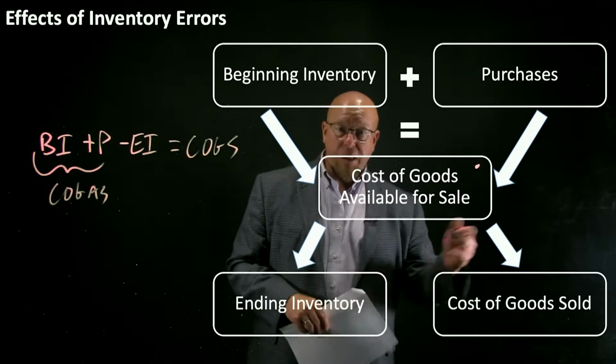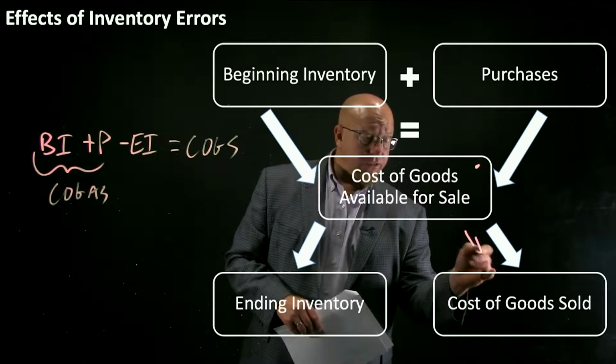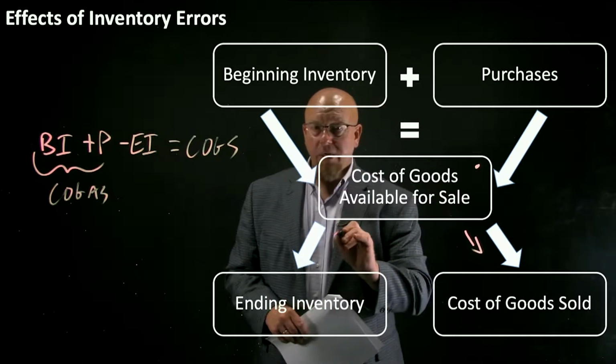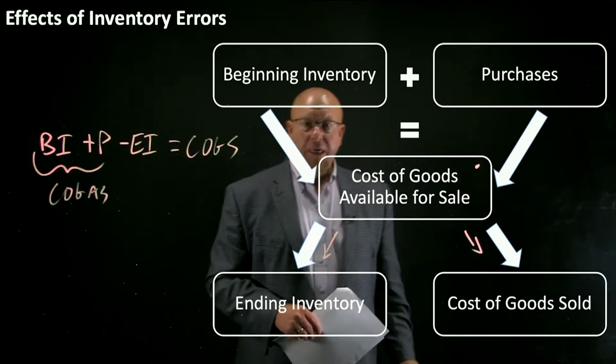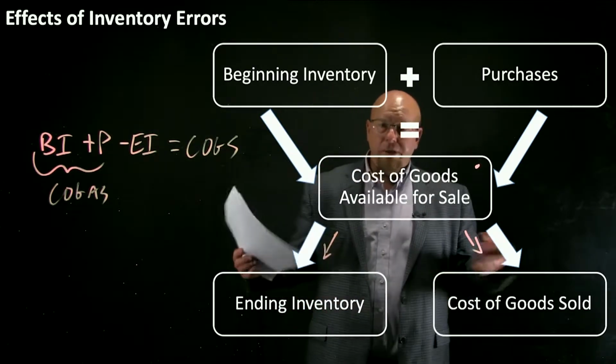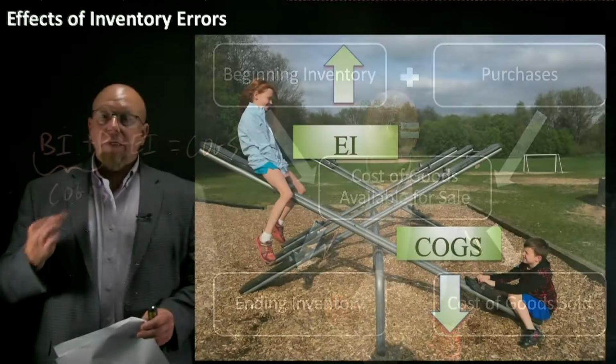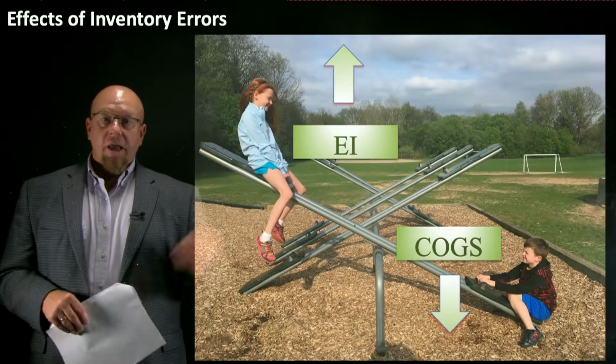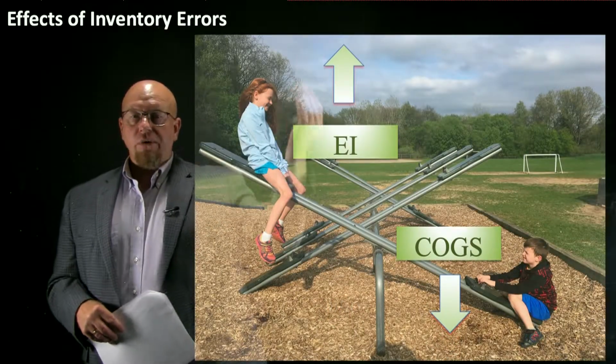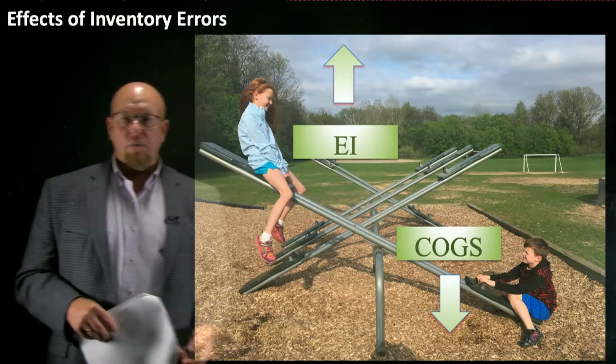Now, we're going to sell some of those, and those dollars and things become cost of goods sold. And some of them are going to hang around as inventory, and those things stay in inventory, and their dollars stay on the balance sheet. So keep this concept in mind. As ending inventory increases, your cost of goods sold will decrease.